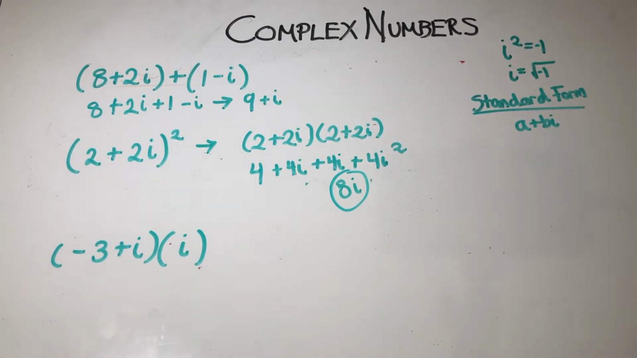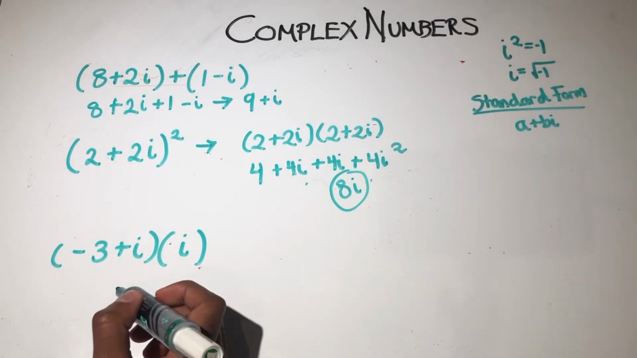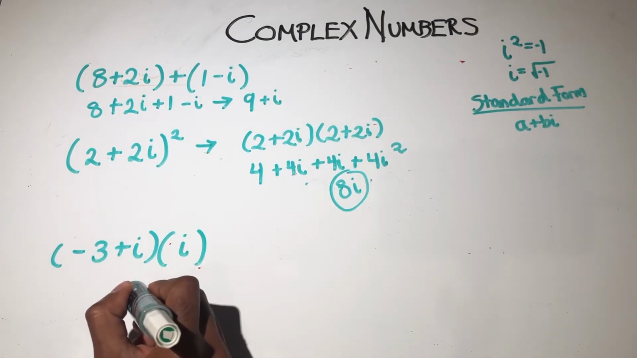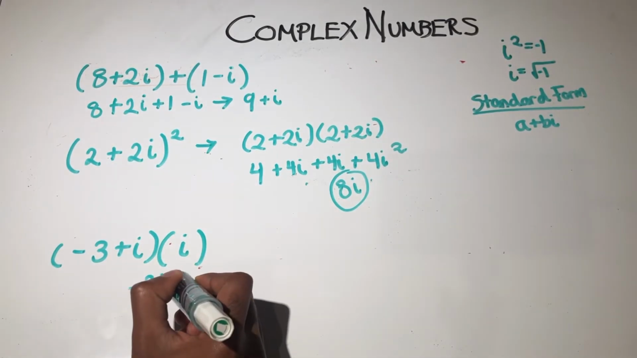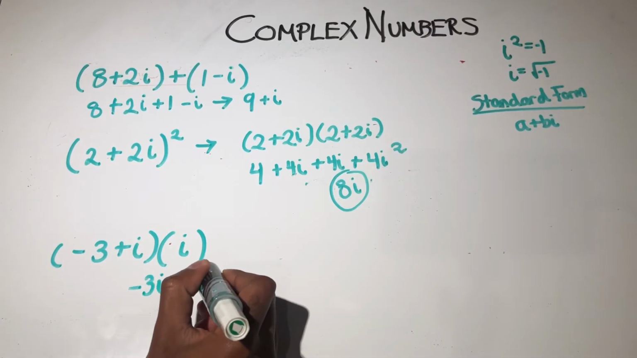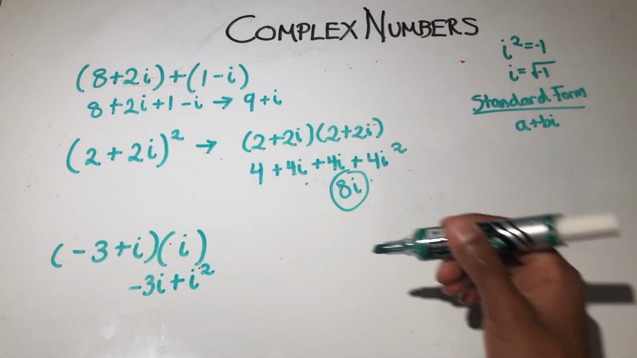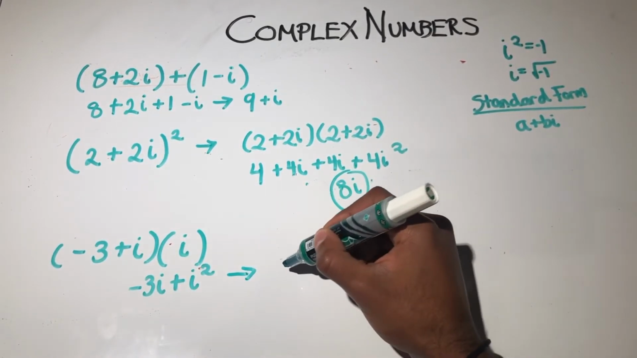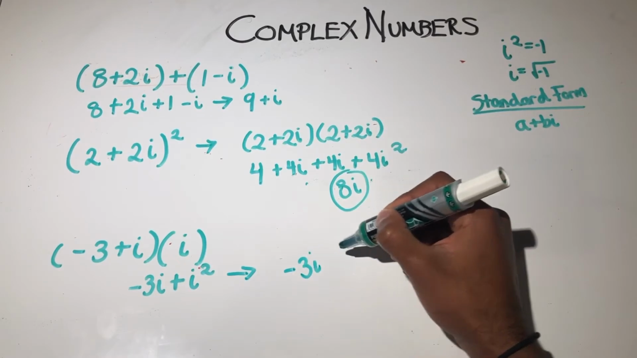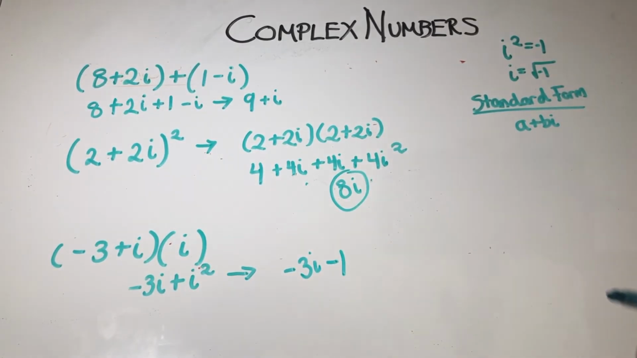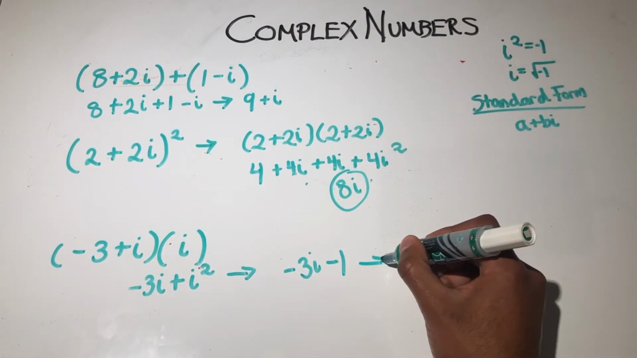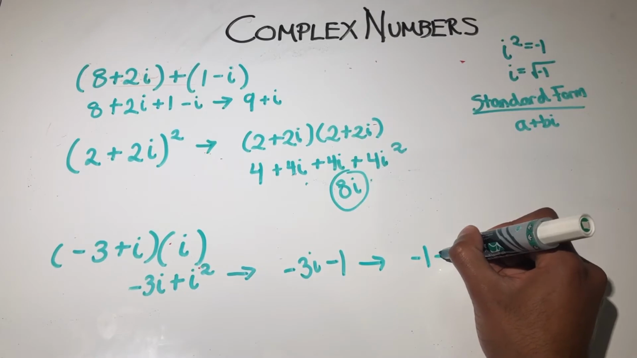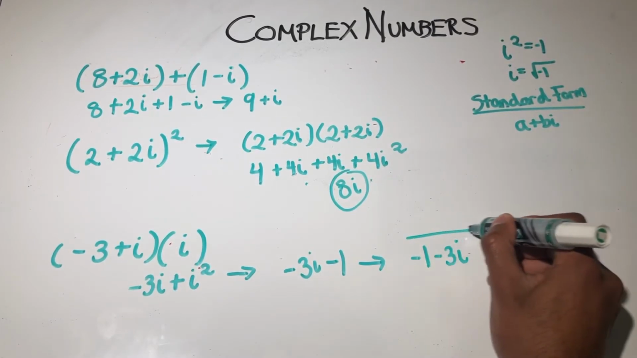In the last example, we have -3 plus i times i. We can use the distributive property here again. So -3i plus i squared. i squared is -1, so -3i minus 1. And if you want to write that in standard form, that's going to become -1 minus 3i. And that's our answer.